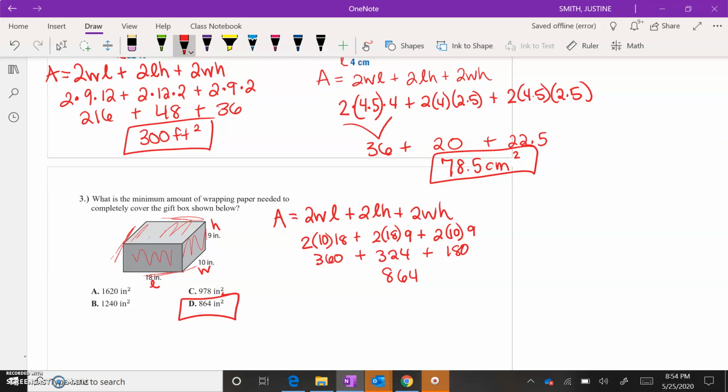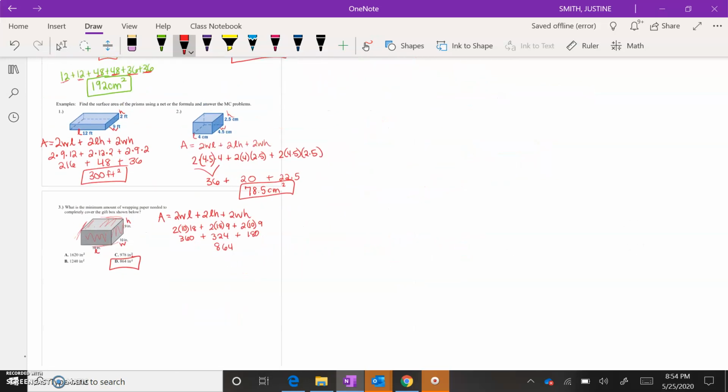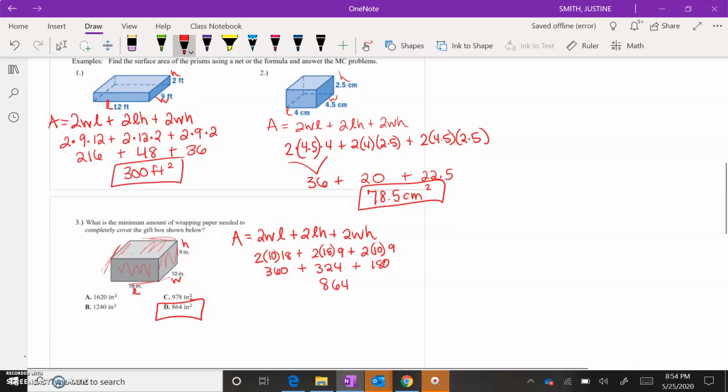Okay, so that is what we're doing for surface area. Again, if you think about it, it's covering all of the outside faces of a figure.